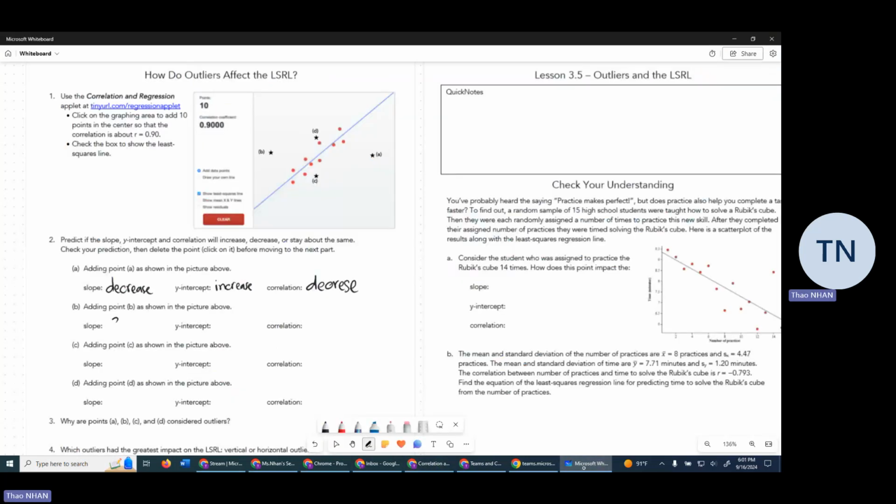So same thing here, your slope decreases, your y-intercept increases, and your correlation will decrease. Okay. Now points A and B will tilt the line. Okay.